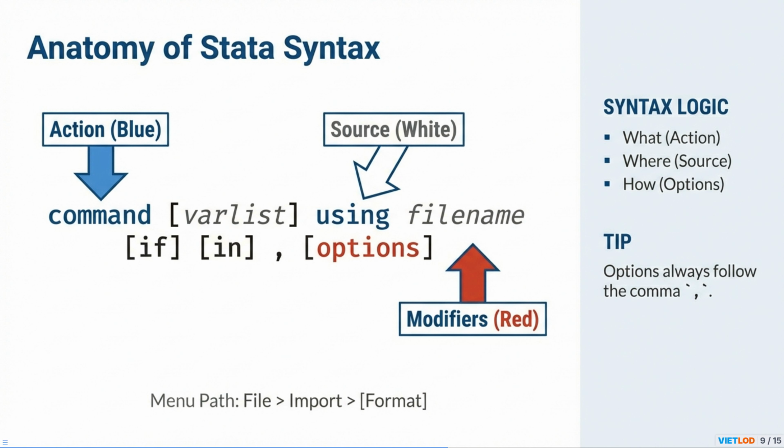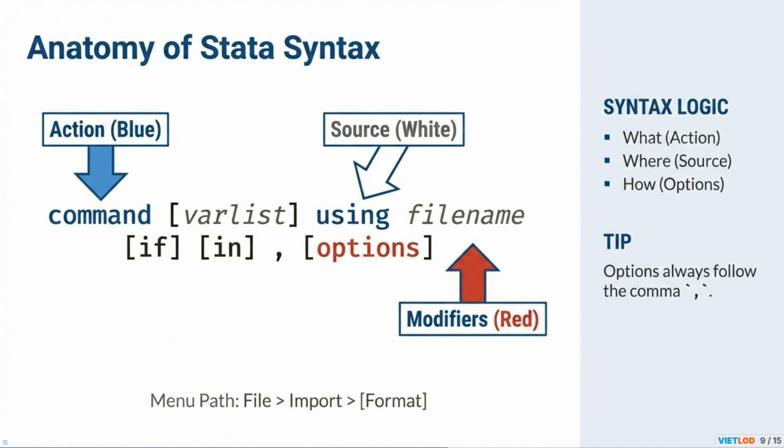Most data commands follow a logical structure. It starts with the action, which is the command itself, like import or describe. Next is the source, typically specified with the using keyword, followed by a file name or a database connection string. This tells Stata where to find the data. Finally, we have modifiers or options. These come after a comma and tell Stata how to perform the action.